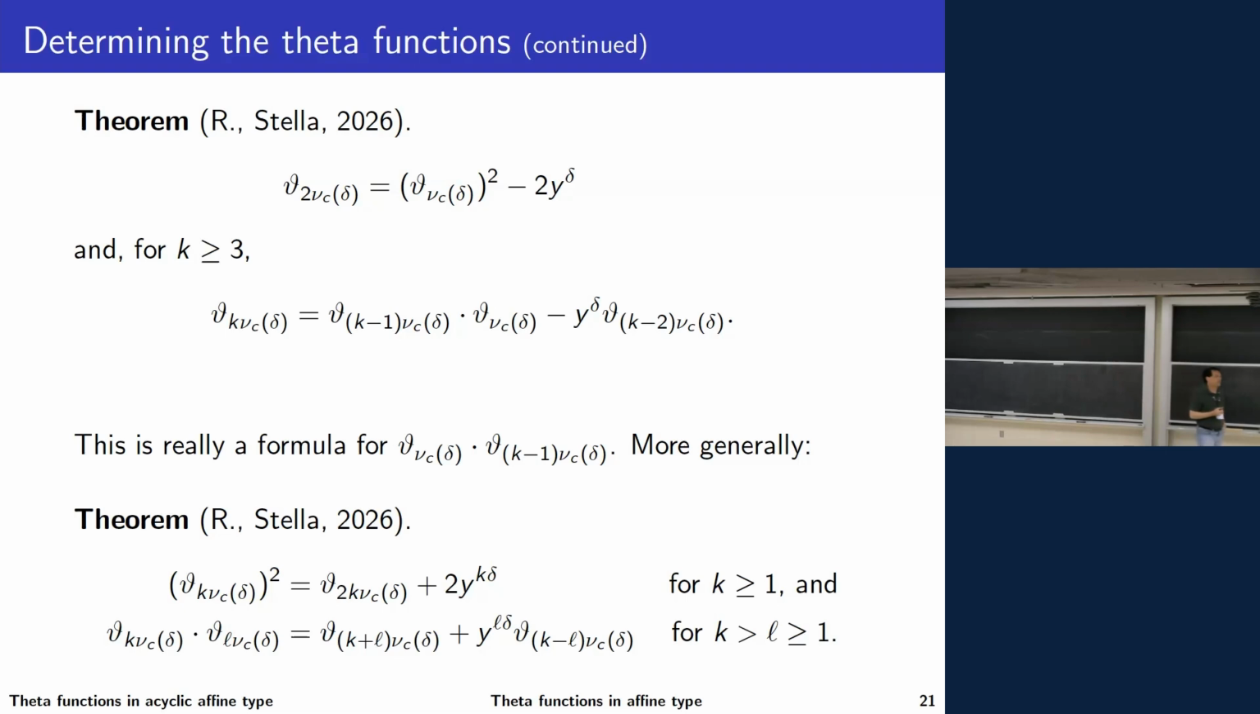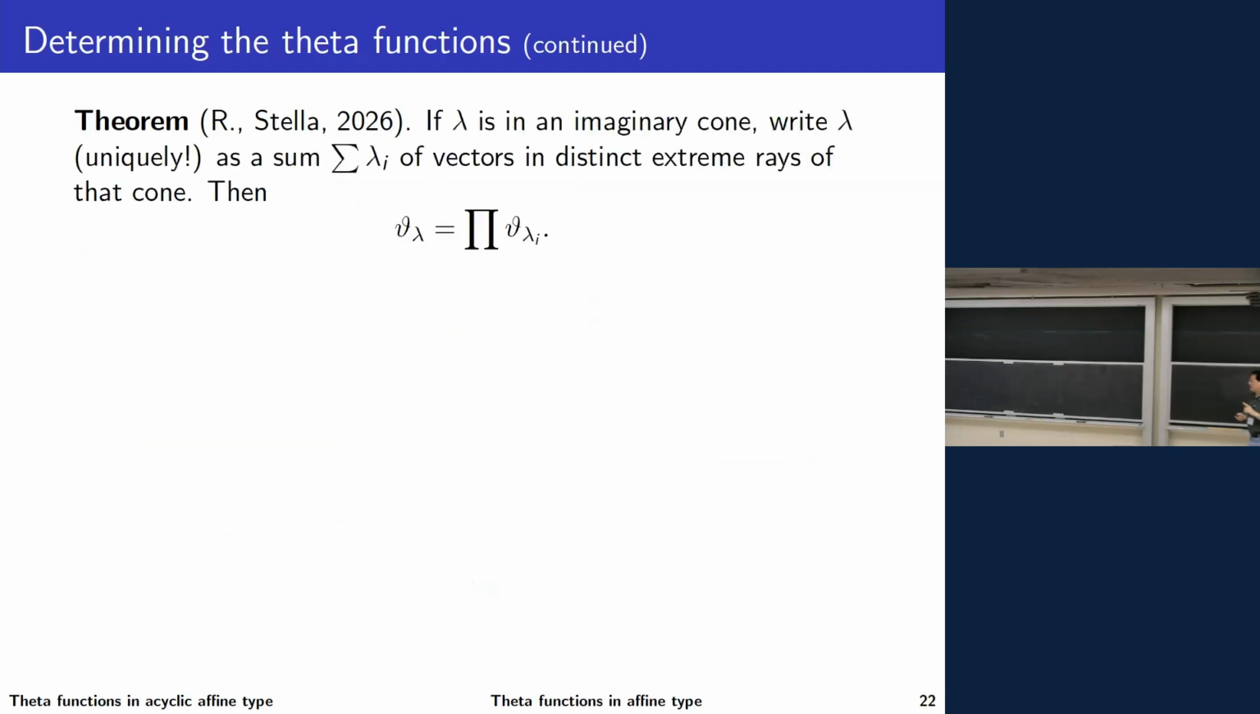Okay, so what do we know so far? We know there's this imaginary cone, it's codimension 1. There's one ray in it that's not a G-vector fan. We now know all the theta functions in that ray. We know all the theta functions for the G-vectors that are on the relative boundary of this cone. So we're done, but not quite, because we need to know what happens if we're in the relative interior of one of these imaginary cones.